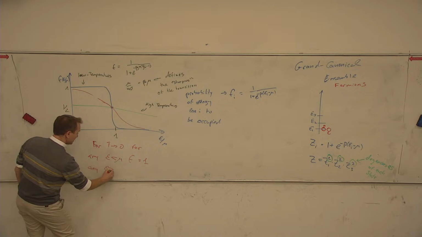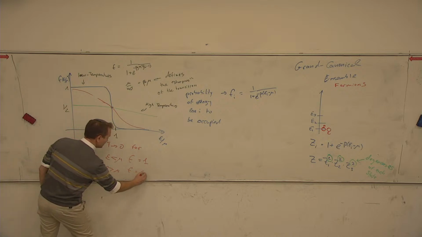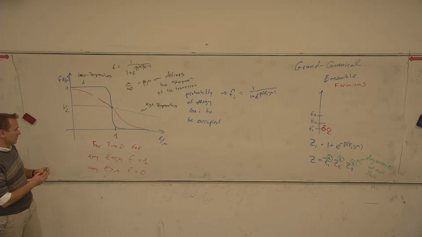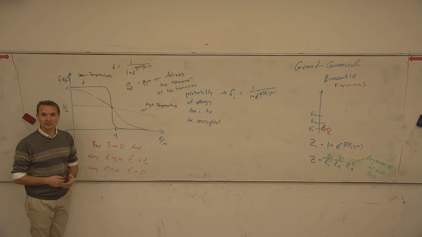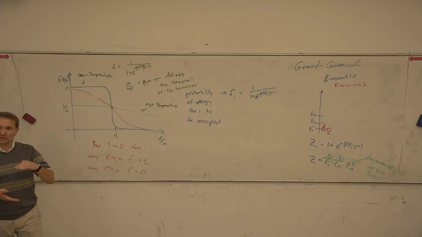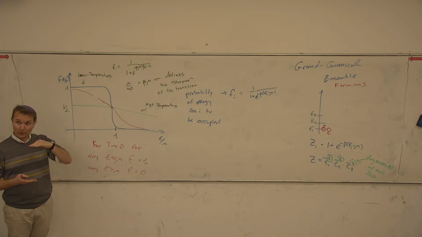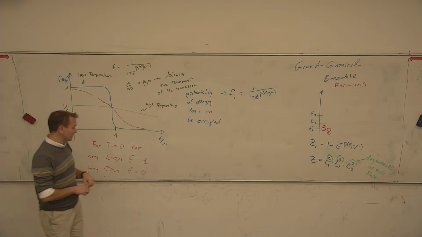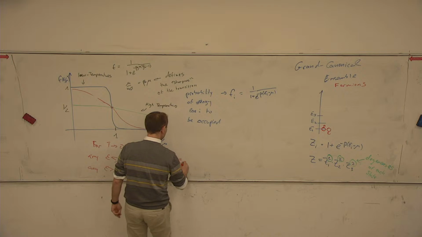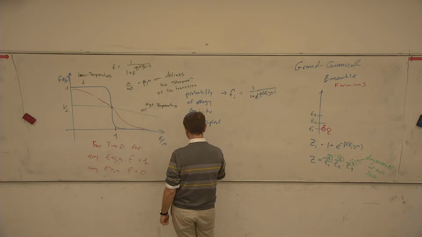Any epsilon above mu, F equals 0. Okay. So for low temperatures, mu defines the energetic level such that all the energetic levels below this mu are occupied, and all the energetic levels above this mu are empty. Mu is what we call Fermi energy.